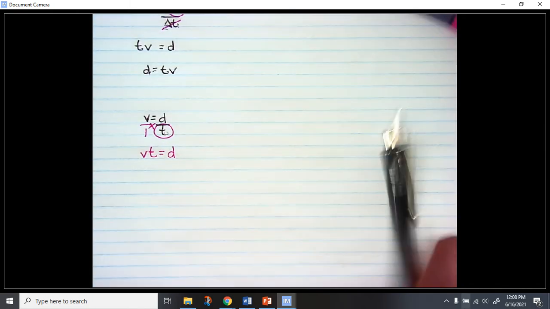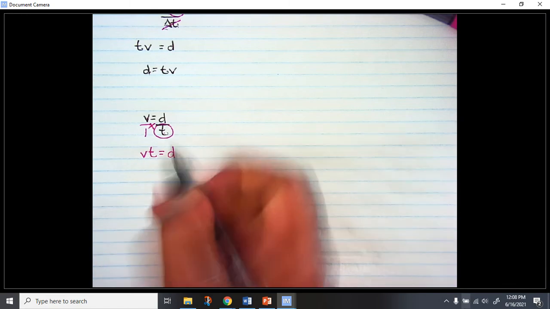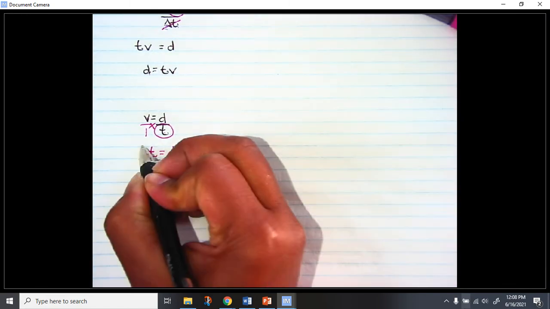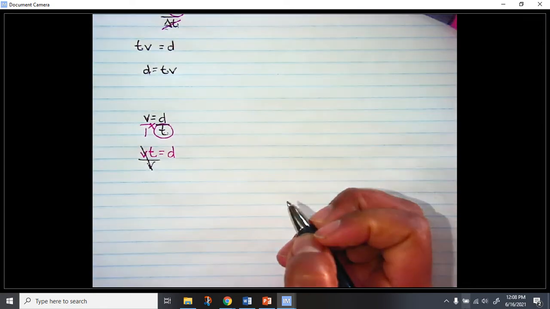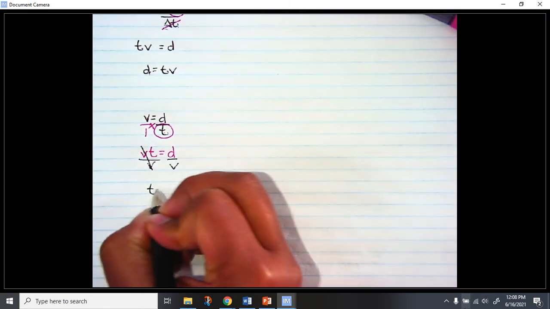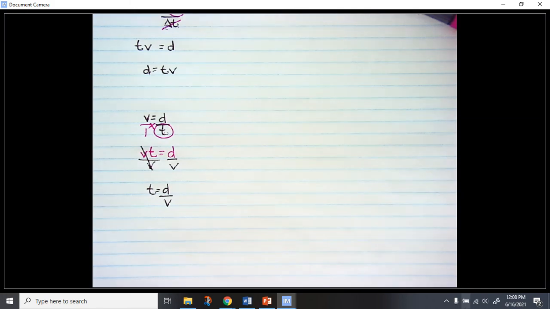Okay, so now I need to get t by itself. Right now t is still attached to v by multiplying. The opposite of multiplying is dividing. So I'm going to divide by v to get rid of that v. Ta-da, it's gone. But in math, if you do it to one side, you have to also do it to the other side. So now I have t is equal to d over v.